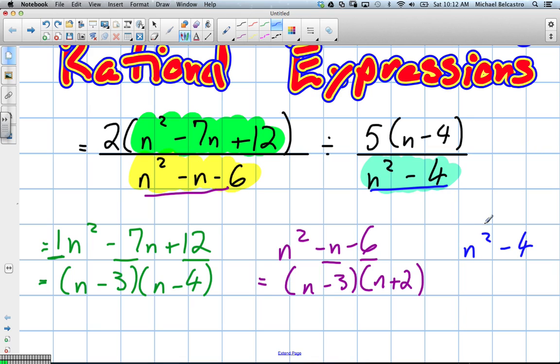And for the difference of squares, we just square root the first and last term, and then one will be positive, one will be negative. So the square root of n squared is n, the square root of 4 is 2, and one is a plus, and one is a subtraction. So there, we can simplify all of those.